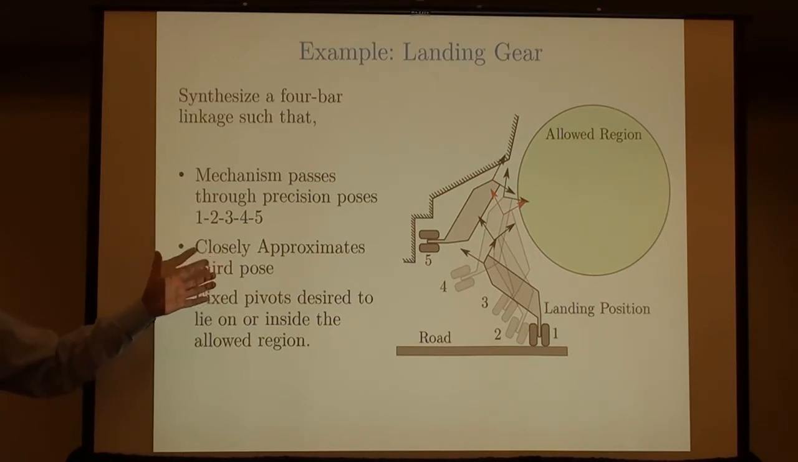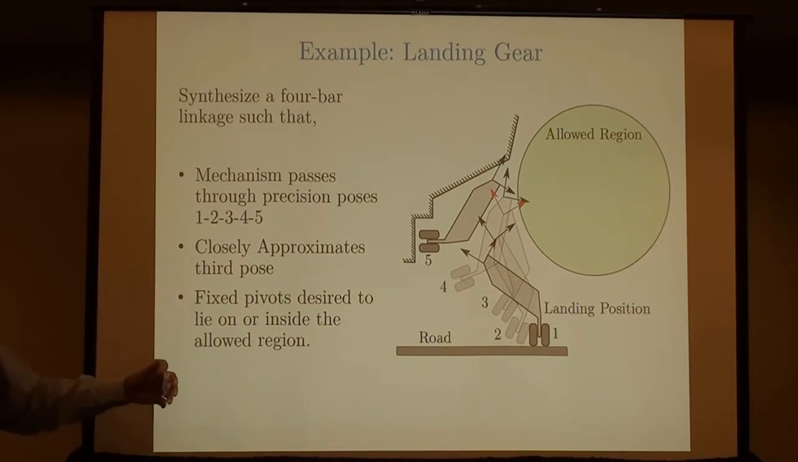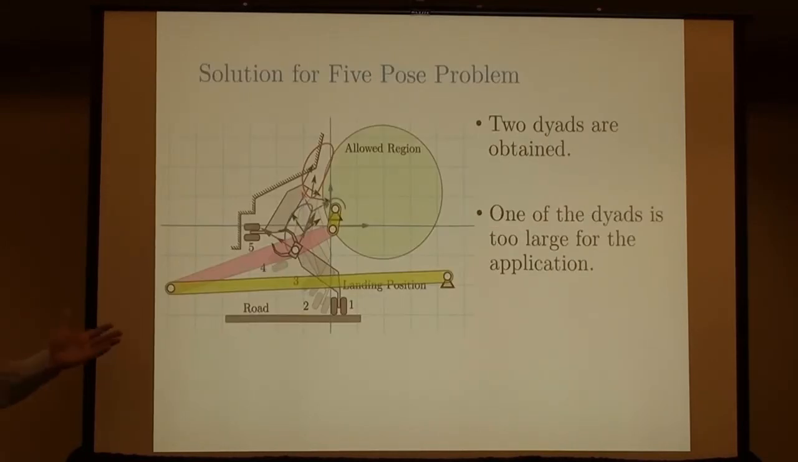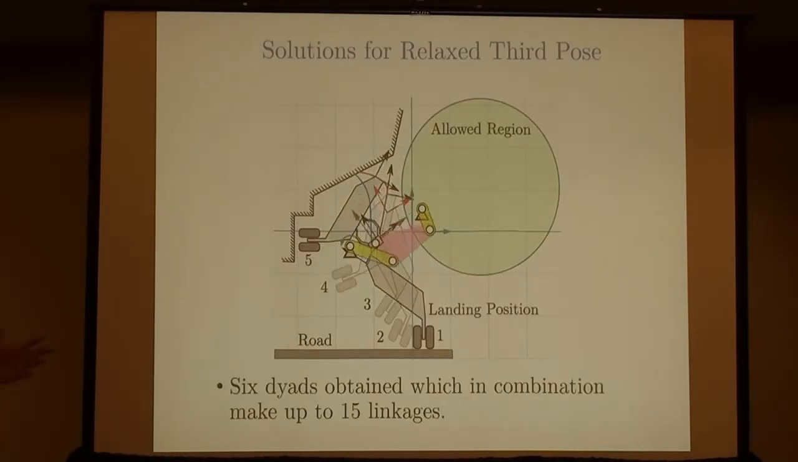So in this case, what we will do is we'll progressively relax the constraint. We'll see what we can do with all the five positions. If we can do that, then we can relax one of the poses, and then we can incorporate the additional pivots also. So let's say five position synthesis. So for five position synthesis, this is what we get. One of the dyads is too large now, it's not going to work for us. Okay, so let's see if we can relax one of them and see something better.